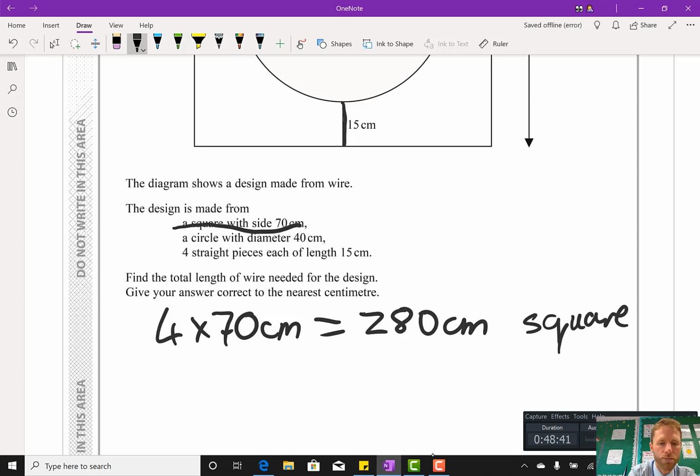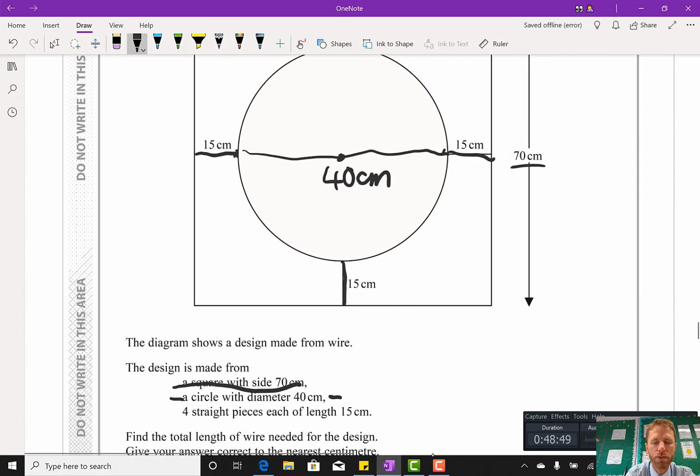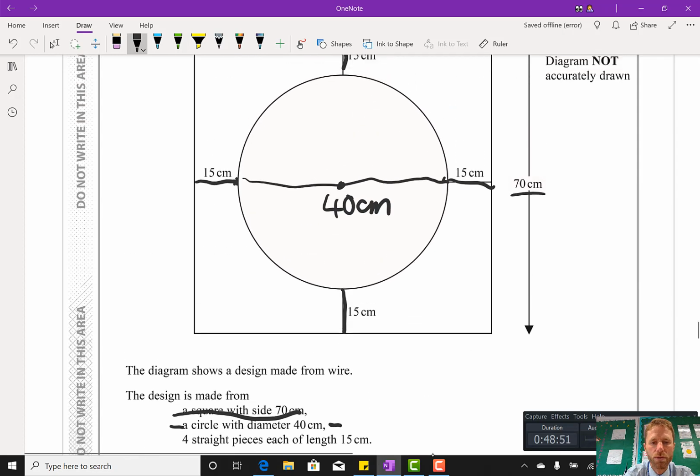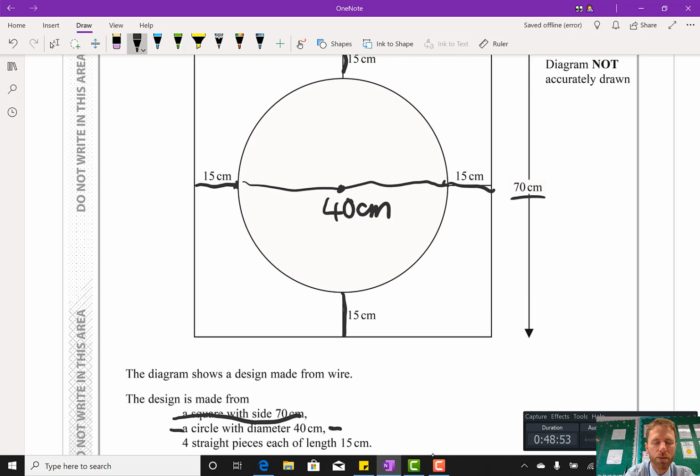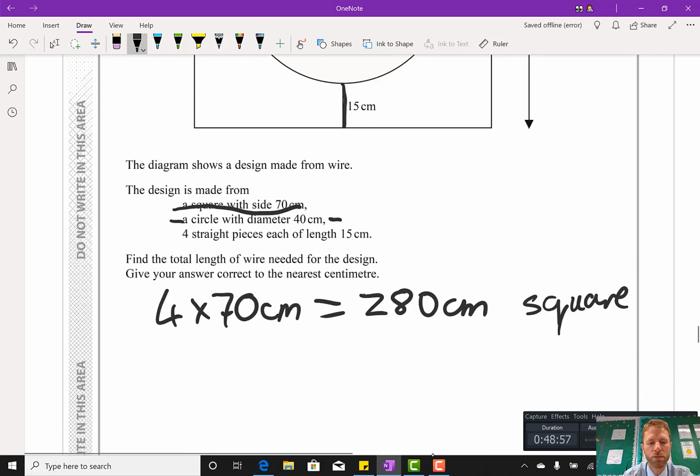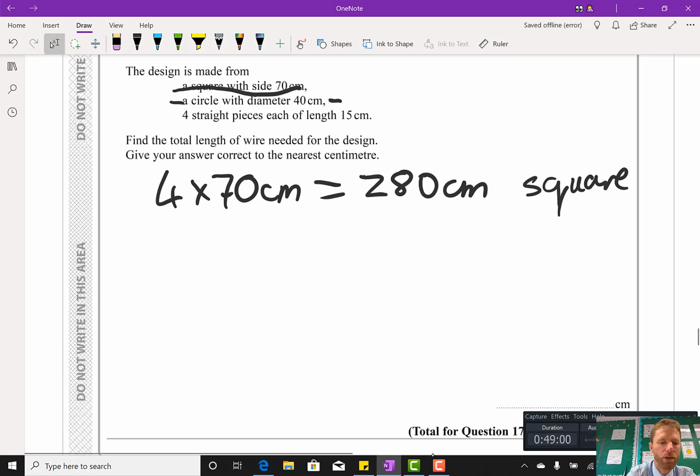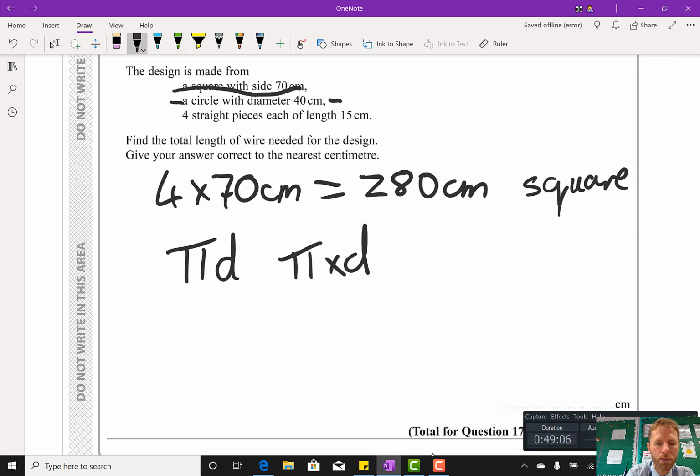A circle with a diameter of 40 centimetres is next. The diameter is the distance across from side to side through the middle, and I want the distance around the outside, which means I need the circumference. Pi r squared sounds like area to me. When I need a circumference, I just use pi d. So pi multiplied by the diameter. Happily, I have been given the diameter. I don't need to work that out.